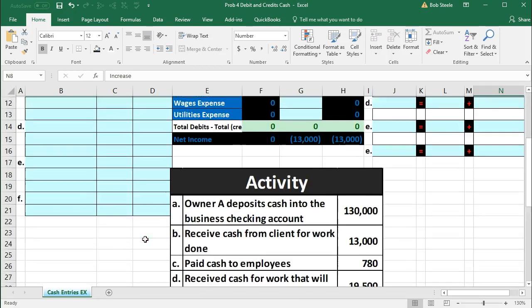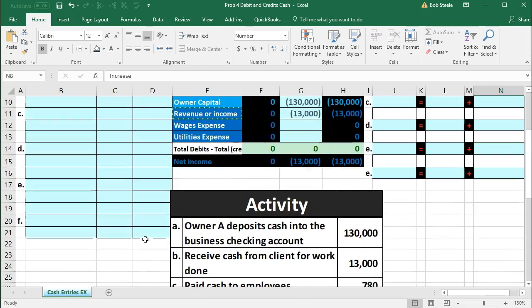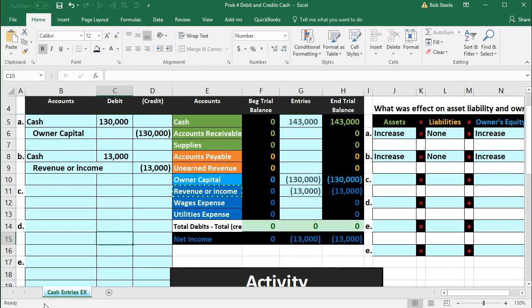Next, we'll take a look at transaction C, paid cash to employees for $780. First question, as always, is cash affected? And of course it is. Most of these accounts will be, though not later on when we work another problem, but most of them will still have cash affected. That's why we're going to concentrate on cash first. And the next question, is cash going up or down?